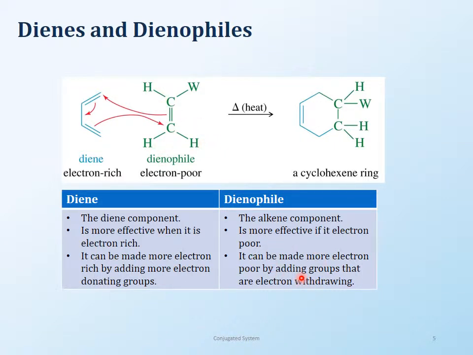So which means that you're trying to make your reaction a little bit better, for the lack of a better word, but you're trying to make it more efficient. Okay, so by making your diene more electron rich and the dienophile more electron poor, that is what makes the reaction go forward even more. So what are these?